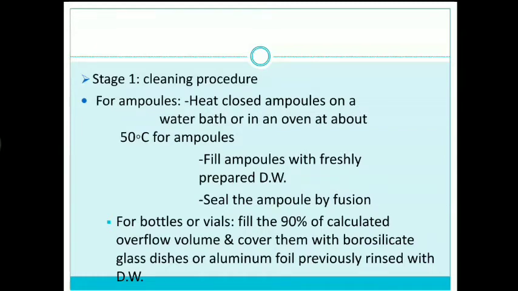In this cleaning procedure, if you have used ampoules for the practical, then how do you clean them? Heat closed ampoules on a water bath or in an oven at about 50 degrees Celsius, then fill the ampoules with freshly prepared distilled water and seal the ampoule by fusion. If you are using bottles or vials, then fill 90% of the calculated overflow volume and cover them with borosilicate glass dishes or aluminum foil previously rinsed with distilled water. How to calculate that 90% of the calculated overflow volume, I will show you in our next video.